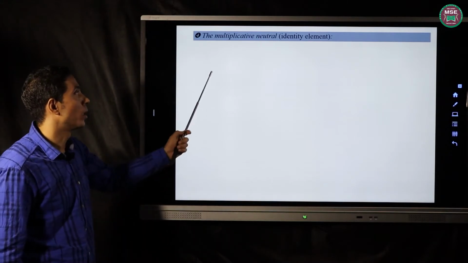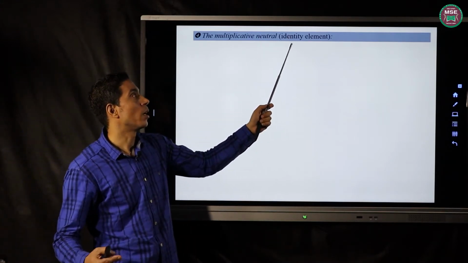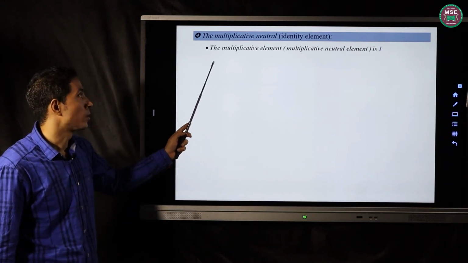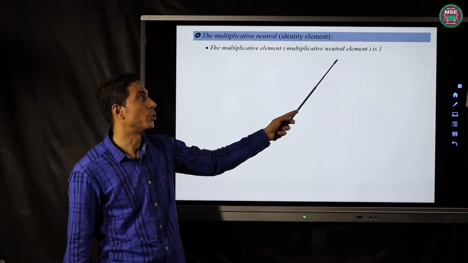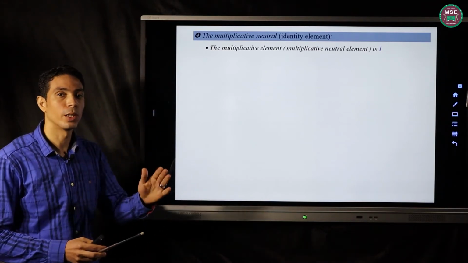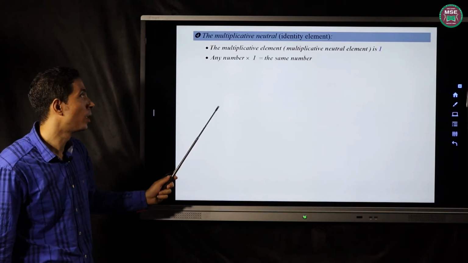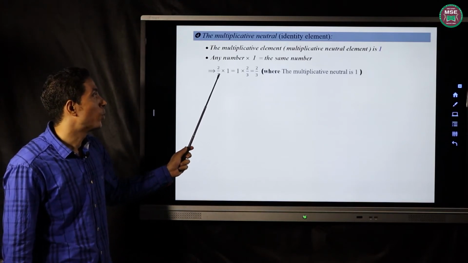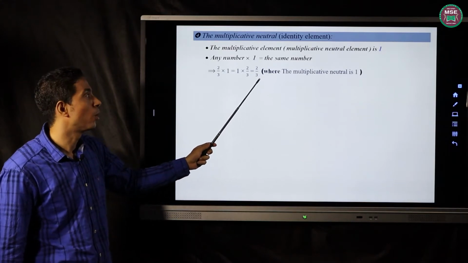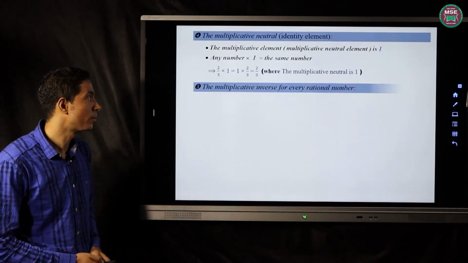Number 4, multiplicative identity element. The multiplicative identity element in Q is the number 1, because any number times 1 equals the same number. Example, 2 over 3 times 1 equals 1 times 2 over 3 equals 2 over 3.